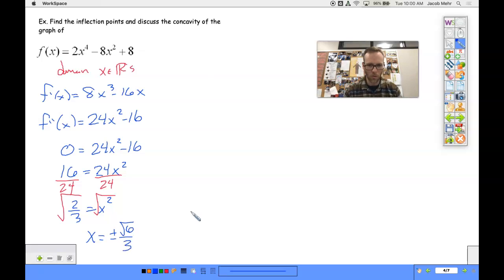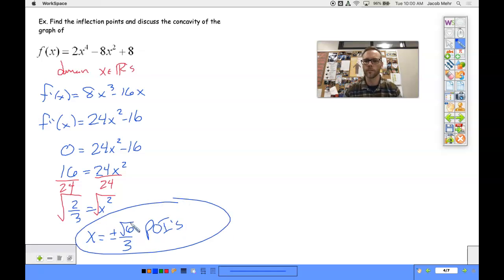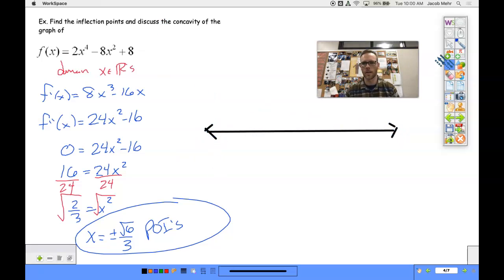Okay, so those are our points of inflection, or inflection points. So now what I'm going to do is set up my x-axis like my number line. We're going to put on x equals negative square root of 6 over 3, x equals positive square root of 6 over 3, and we will test a value in each interval into the second derivative.